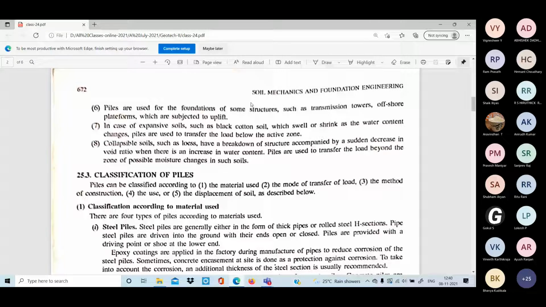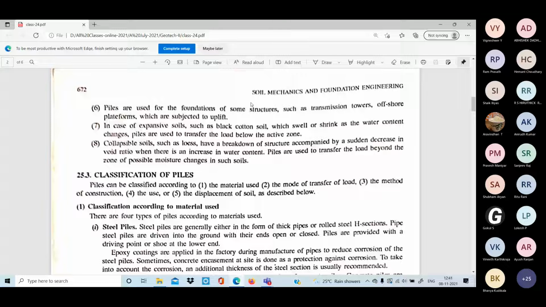So we go for this pile foundation, especially in expansive soil such as black cotton soil, which swells and shrinks when it comes in contact with water, or collapsible soil such as loess, and the structure which is accompanied by sudden decrease in the void ratio and so on. Increasing void ratio, decreasing void ratio, sudden changes would happen. In that case we'll go for the pile foundation. So these are the points on the necessity of the piles, when we have to go for them, given here.